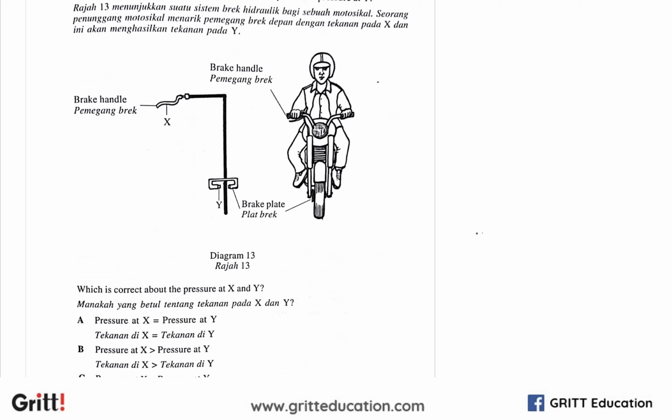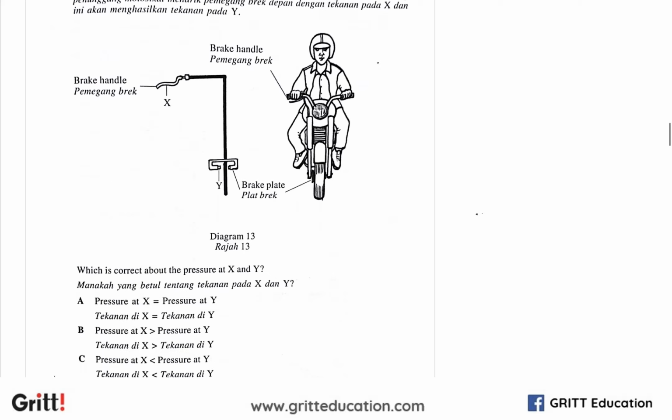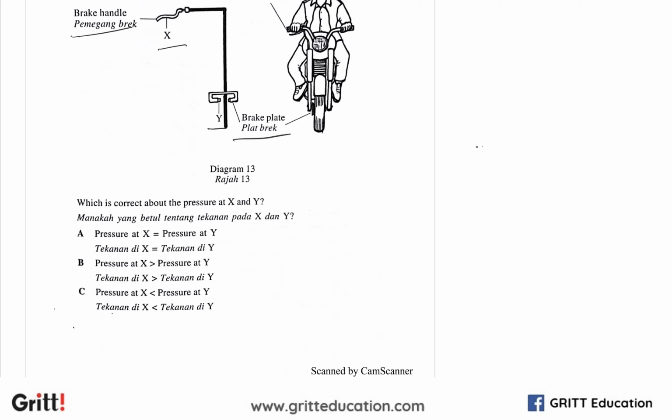Alright, so the key point here is that he pulls the handbrake with a pressure at X and it will produce a pressure at Y. So the X and Y they're referring to is, X is referring to the brake handle while Y is referring to the brake plates, which is to actually brake the entire motorcycle. So they're asking for the correct relationship between the pressures at X and Y.